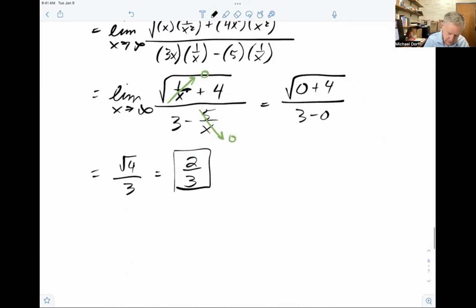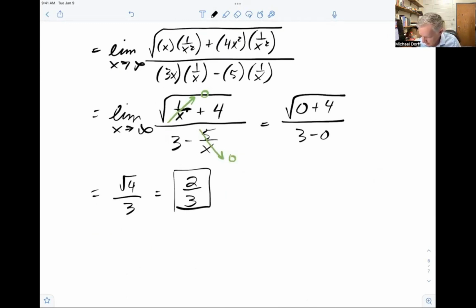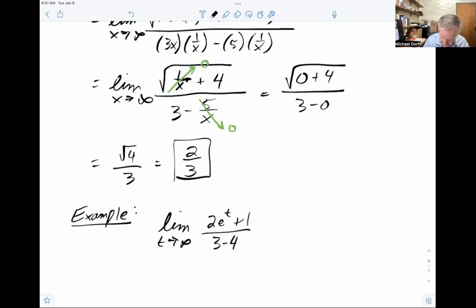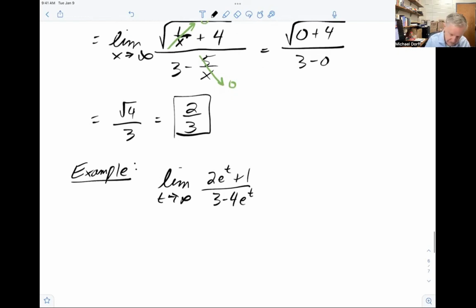Let me do one more example here. Which one do I want to do? Let's do the following example. It's a little bit different. Let's do the limit as t goes to infinity of 2e to the t plus 1 over 3 minus e to the t. Okay, so the fact that I have t instead of x doesn't matter.